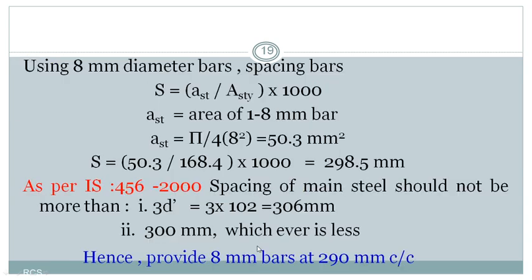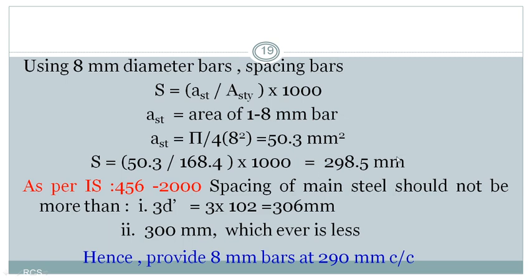For this area we have to find the spacing to be maintained, as we are using the same diameter of bar as we used for the x direction. So using an 8 mm diameter bar, spacing can be calculated as small AST by capital ASTY into 1000. Here the small AST is the area of one 8 mm diameter bar, which is 50.3 mm square. So spacing s equals 50.3 by capital ASTY, 168.4, multiplied by 1000, and we get 298.5 mm.